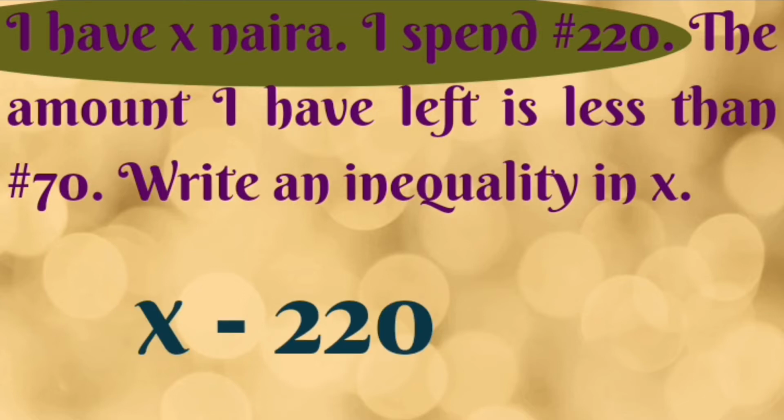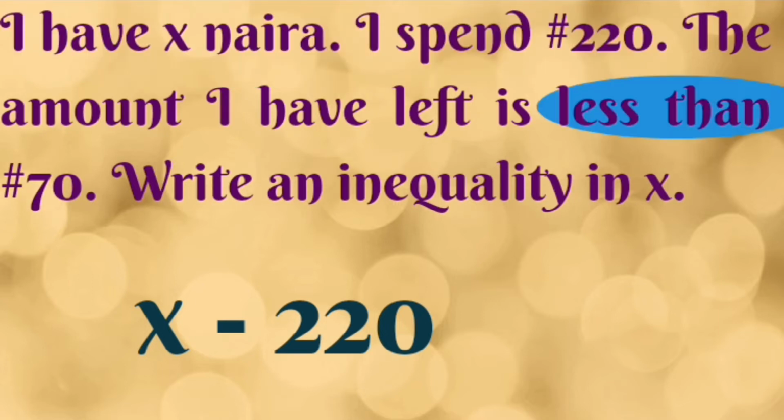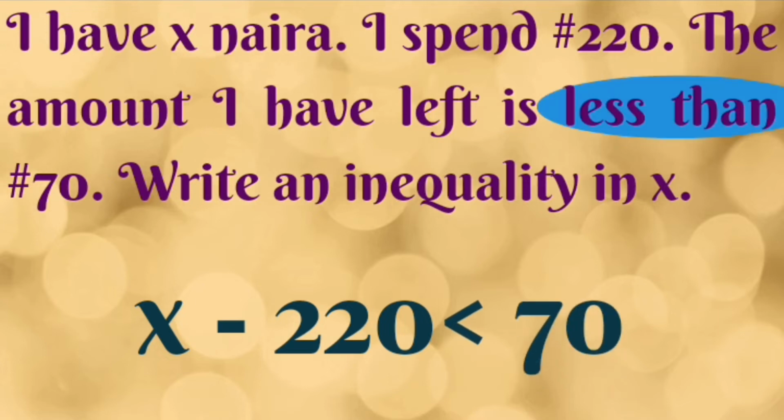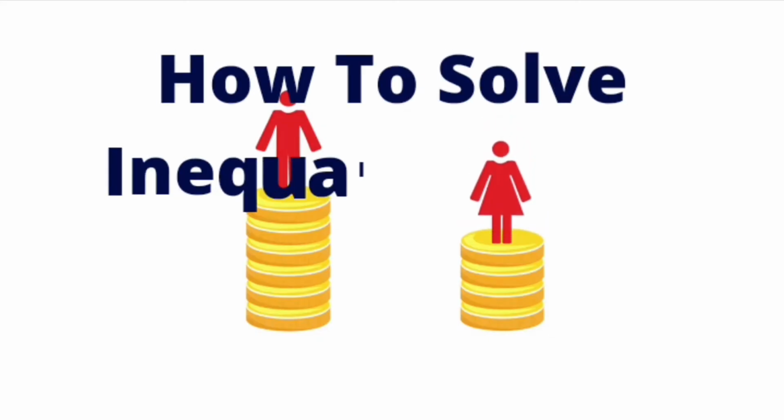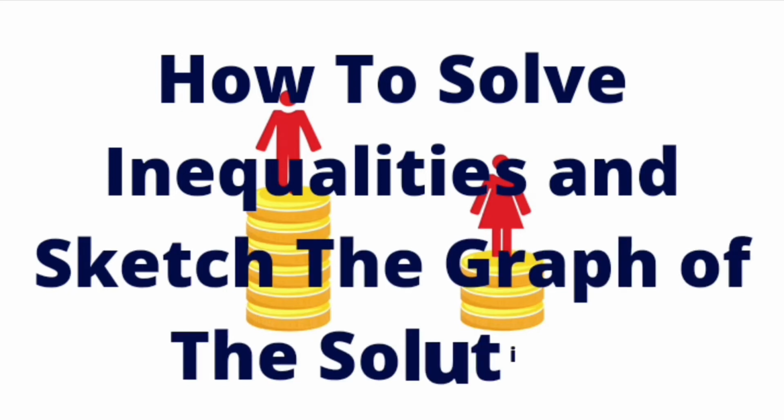The amount I have left is less than 70 naira. Take note of less than. We can use the inequality sign to represent this in this algebraic expression, so that we would have X minus 220 is less than 70. This is the algebraic statement of these words. Let's move on to learn how to solve inequalities and sketch the graphs of the solution.